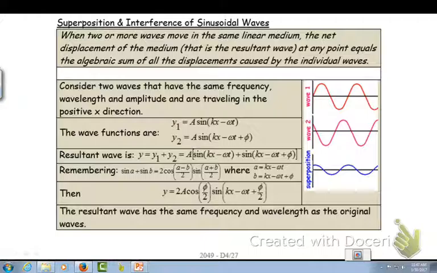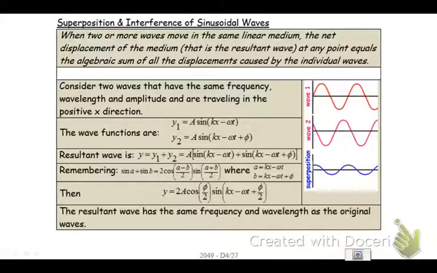So let's talk a little bit about some math first. When two or more waves are in the same linear medium, that just means that it adds linearly. 2 and 2 makes 4. The net displacement of the medium, that is the resultant wave, at any point equals the algebraic sum of the displacements caused by the individual waves. So basically, you're going to take this one and add it to this one, just algebraically, and we get that one. Well, can we do that mathematically?